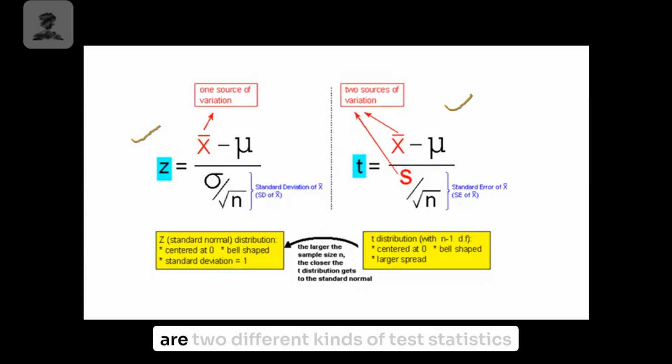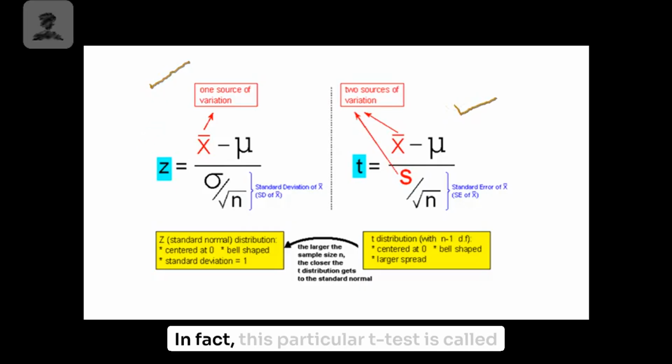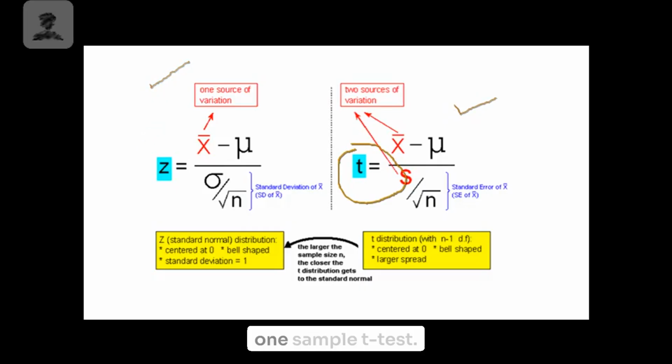Z-test and t-test are two different kinds of test statistics that you'll calculate for one quantitative variable situation. If sigma is known, you calculate z-test. If sigma is not known, you calculate t-test. In fact, this particular t-test is called one sample t-test.